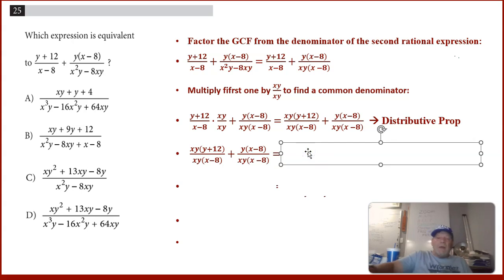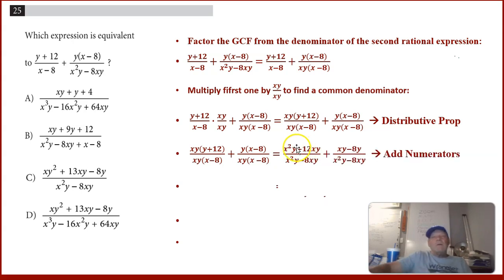So when I do that, I end up getting x squared y plus 12xy over x squared y minus 8xy plus xy minus 8y over x squared y minus 8xy. I took and did the distributive property here. Distributive property here. Distributive property here. And now I'm going to add the numerators. So I'm going to take this numerator plus this numerator because the denominators are the same.